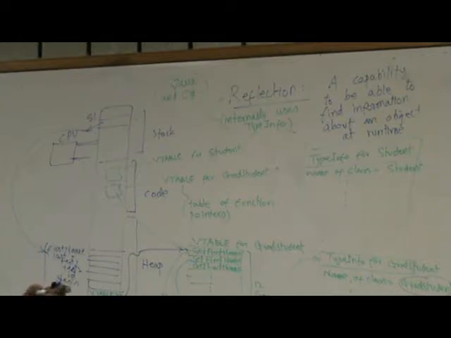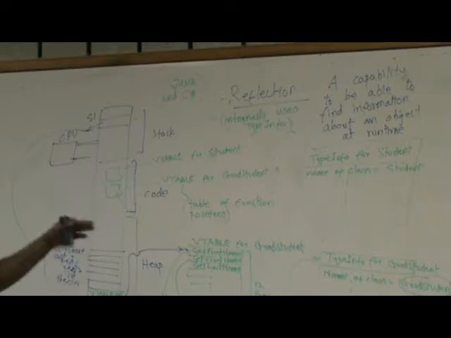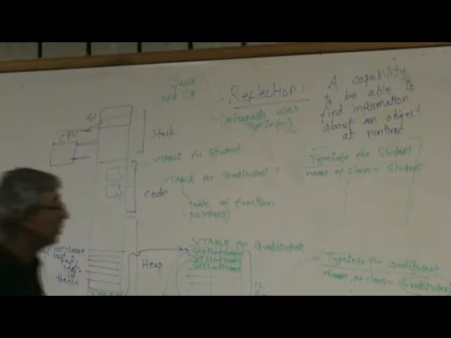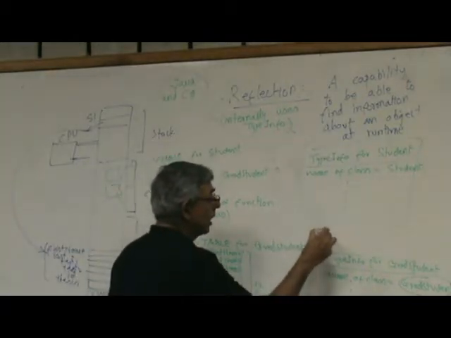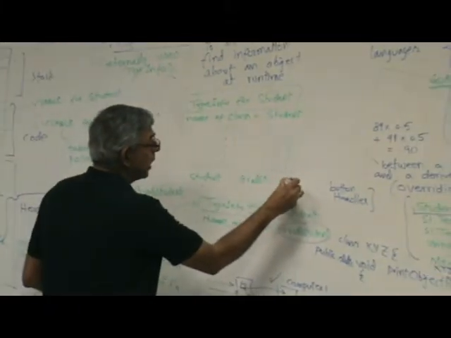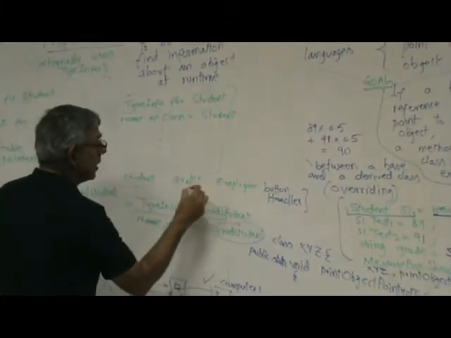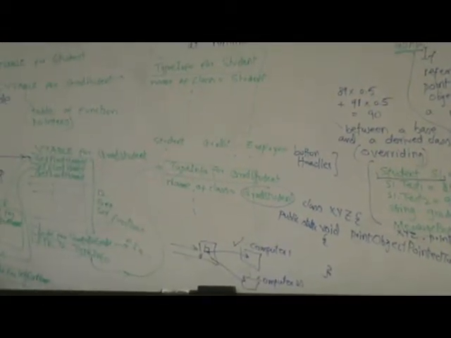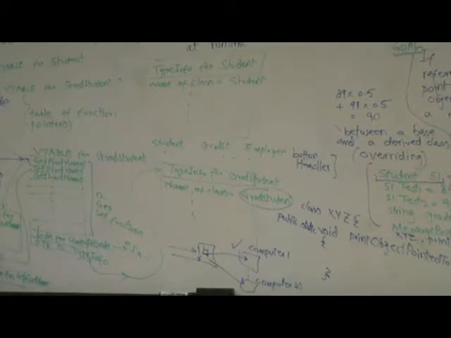Because each and every object may need some information about it at runtime. So since every class that we create may need this capability, it doesn't matter if we create a class called student or grad student or employee or anything. Each one of these may sometimes need a capability to be identified at runtime.